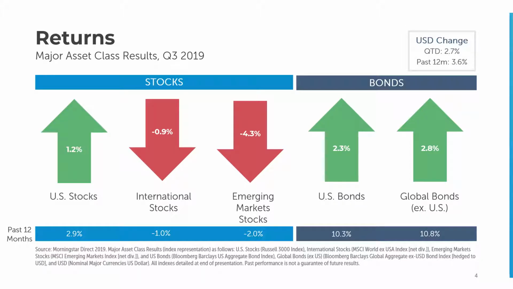We start our return discussion with a high-level look at a collection of major asset classes. As we can see from the illustration, U.S. stocks and bonds were higher during the quarter, but non-U.S. stocks declined, especially those in the emerging markets. Let's look a little deeper at what was driving the returns of stocks and bonds.